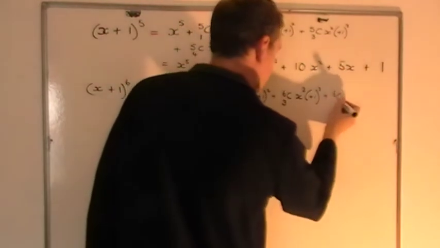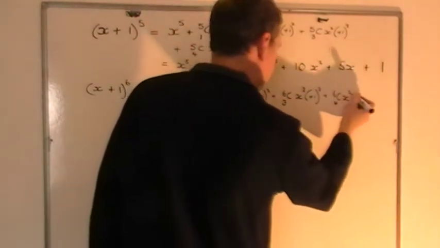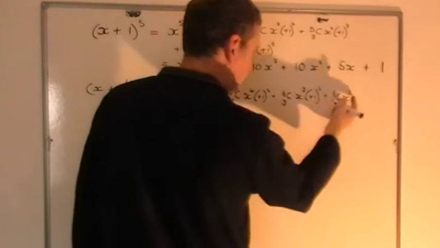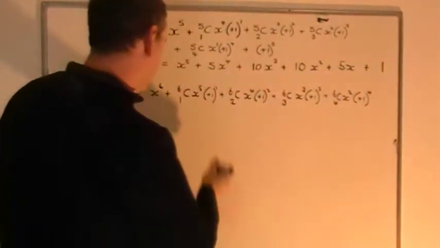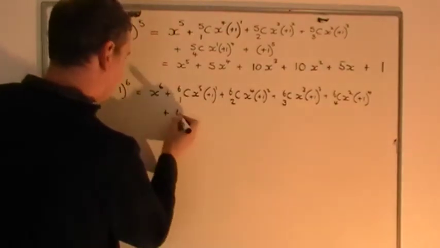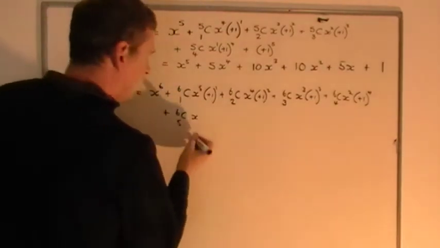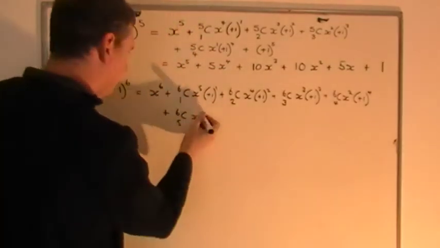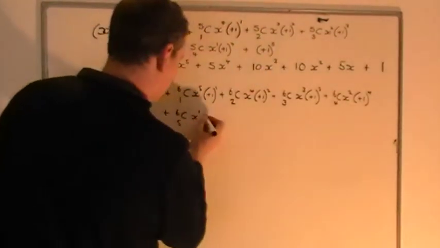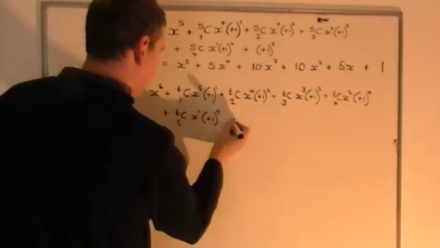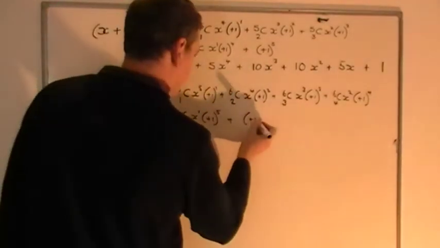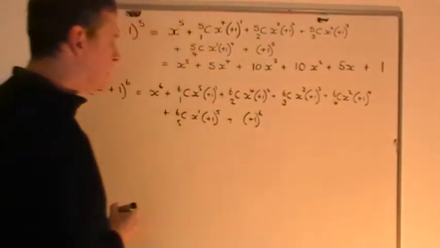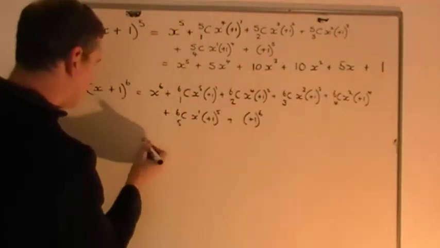Plus 6 choose 4, x falls from power 3 to power 2, and then you have plus 1 rises to power 4. Plus then you have 6 choose 5, x now falls from power 2 to power 1, and the plus 1 goes from power 4 to power 5. And then finally the x's disappear altogether, and you just get plus 1 to the power 6 as your last term. Okay, let's just tidy this up.